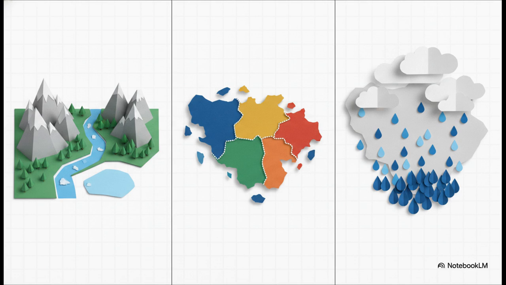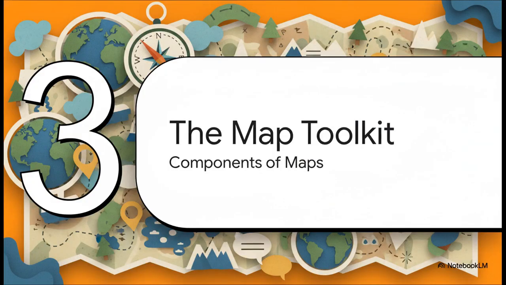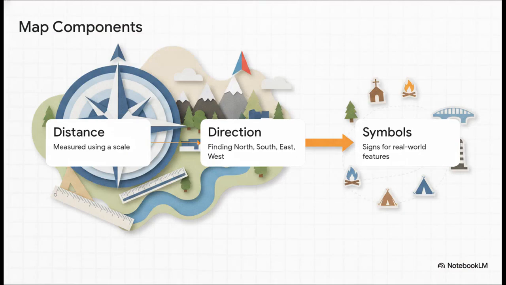And finally, thematic maps. These laser focus on one very specific theme. Want to know where all the national parks are, or which areas get the most rainfall? You'd pull out a thematic map. Okay, let's dive into section 3, the map toolkit. To actually use any of these maps, you need to understand the language they speak. And it comes down to three basic tools.